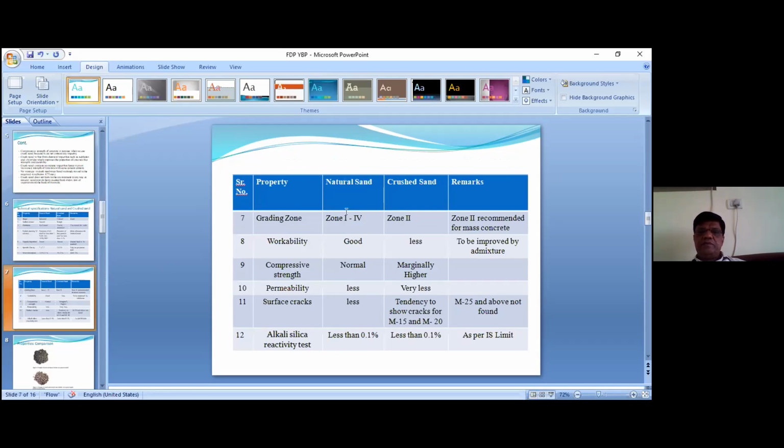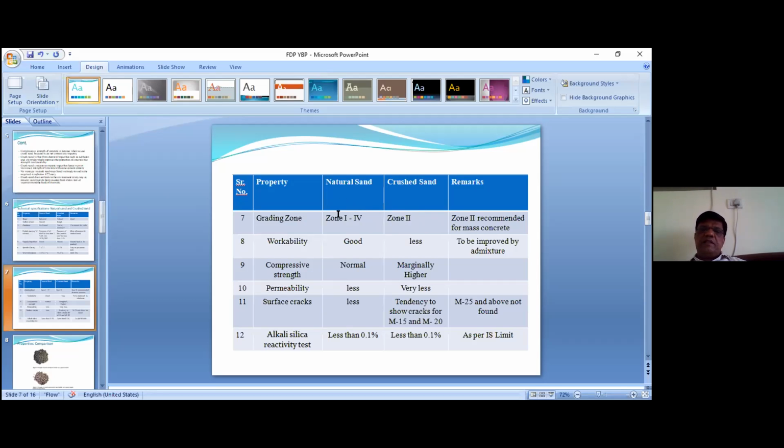Now grading zone. So as per IS 383, sand is classified into zone 1 to zone 4. But for mass concreting, zone 2 is recommended. So we can easily adjust the sieves. We can manufacture sand from zone 1 to 4 also. There's no problem. But zone 2 is good for mass concreting, so we can specifically manufacture the sand in zone 2.